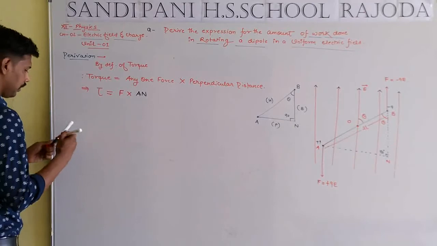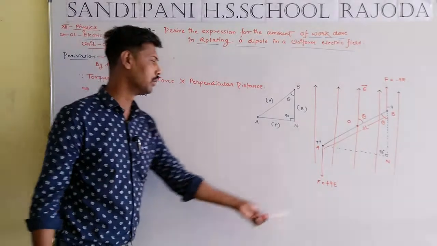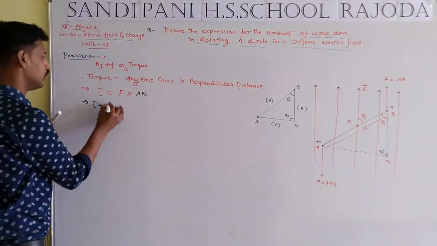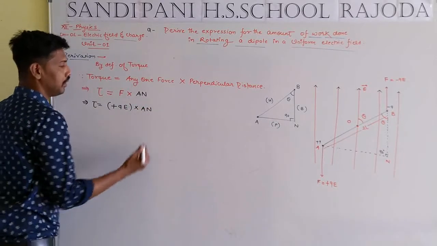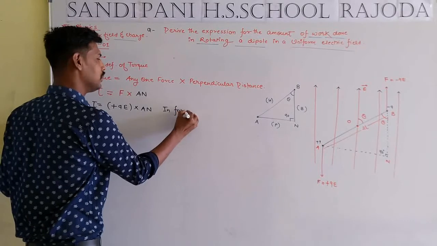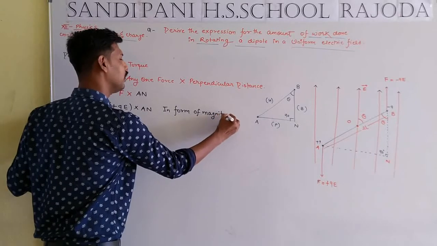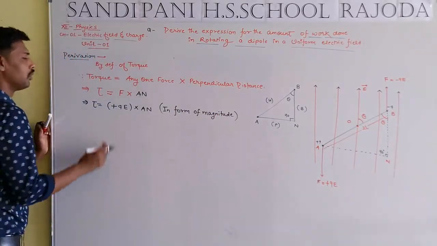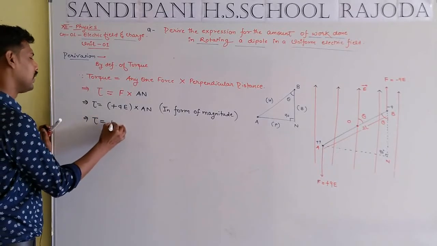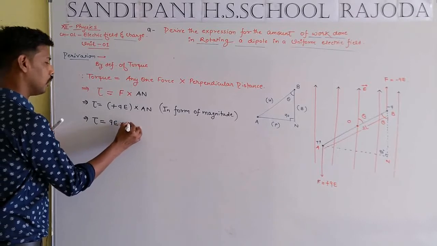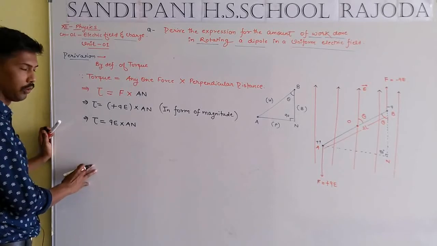So now torque is equal to any one force, which may be positive or may be negative, depending on the user. We are taking positive QE into AN, but in the form of magnitude. I use this statement in the form of magnitude. What is the meaning of magnitude? Magnitude means it does not include the positive and negative sign in front of the charge. So torque will be equal to QE into AN. I repeat, into, not a cross product, into. I hope, students, you are getting it.